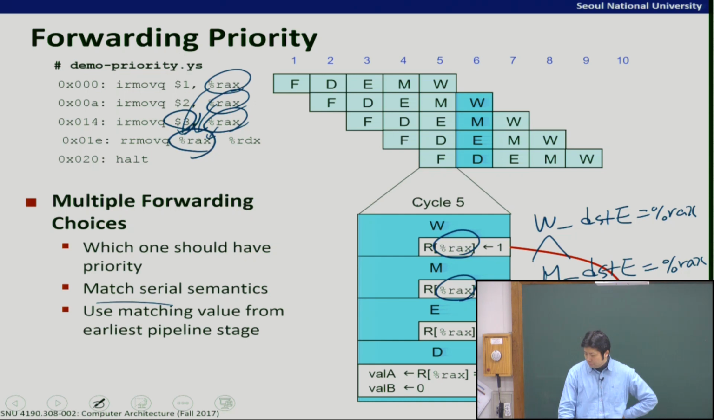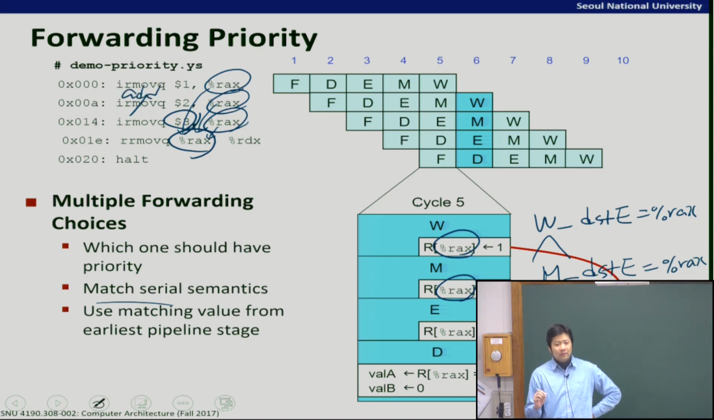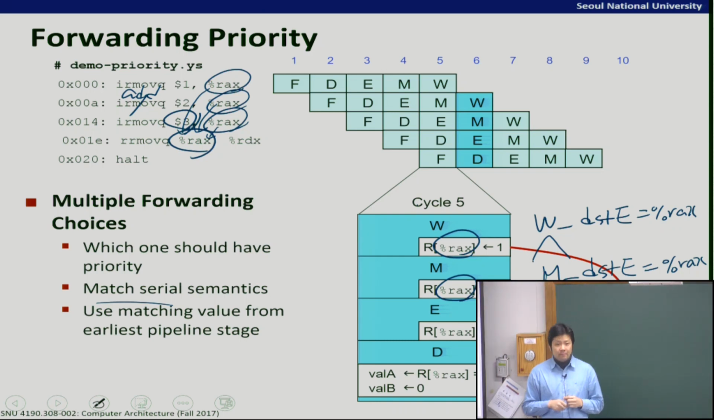So for example, what if instead of this move instruction, this one is add, for example? That's what you're asking. Shift or some other operation. The mechanism is exactly the same, because if you have an add or shift, you still generate the value in the execute stage, right? And also the destination register is held in the dstE field.